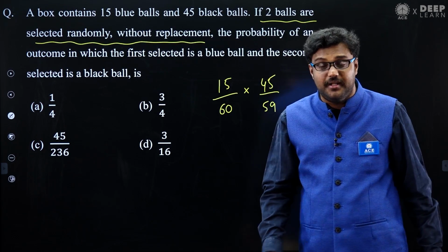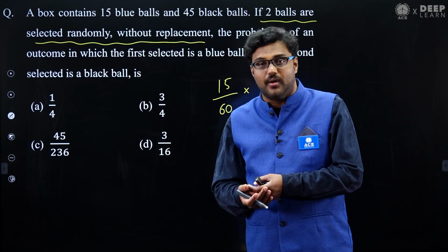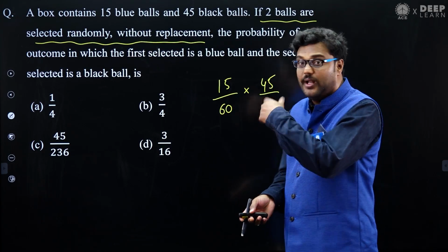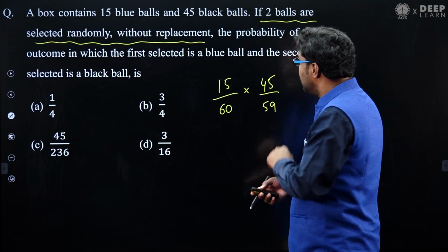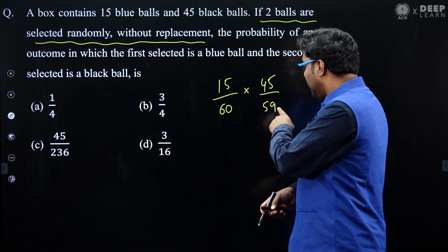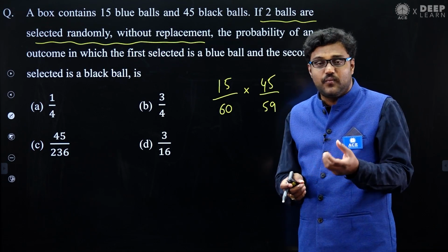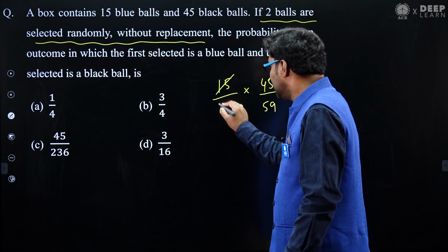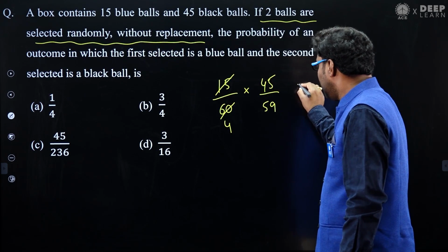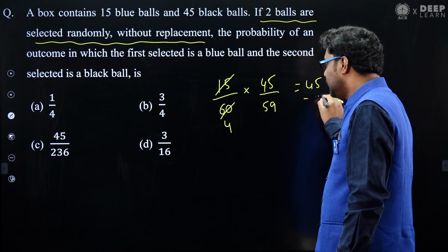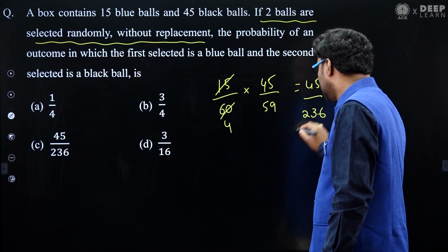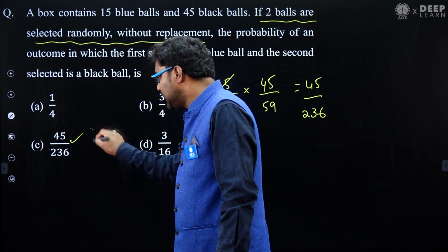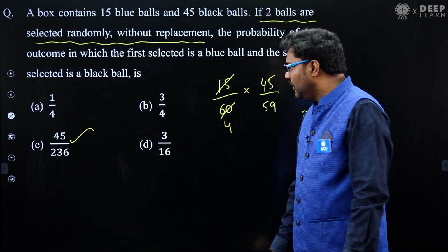Black balls are not reduced. You have taken 1 ball, right? That is the blue ball. So 45 chances is there for a black ball out of 59. Why 59? Yes, 1 ball is already taken. Now if you just calculate, this is 4 times, so 45 divided by 236. So we can say option C is correct, right?